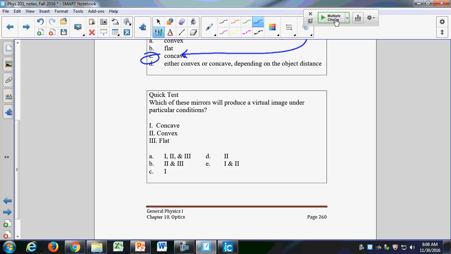All right, which of these will produce a virtual image under particular conditions? Concave, convex, or flat? Which of these is capable of producing a virtual image?